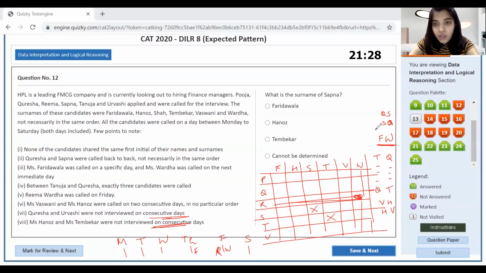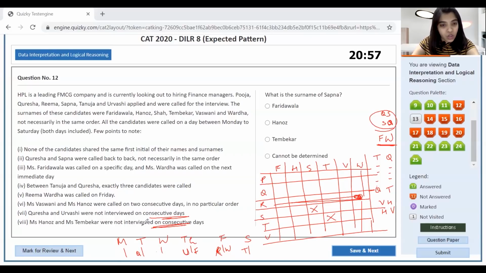Now, another thing that we have for Q is that S was immediately close to Q. So if we have Q here, we can't have S anywhere close to it. So Q has to be here. T has to be here, right? This is one thing that we've realized. Then let's go to this. Quresha and Urvashi were not interviewed on consecutive days. Now the only first name remaining is Urvashi; Urvashi cannot be here, Urvashi cannot be here. So we have Urvashi here on Thursday, for sure.